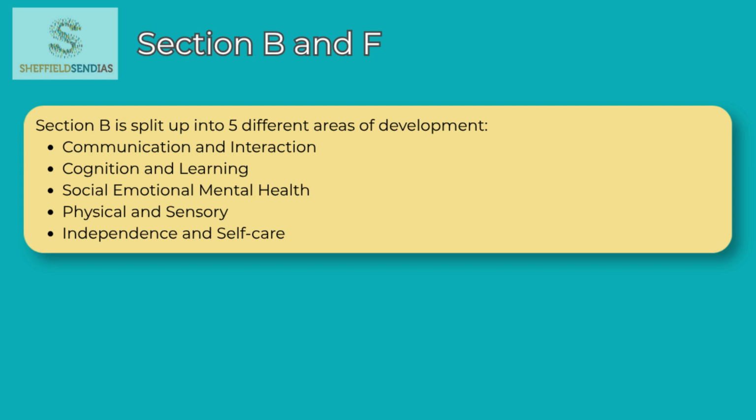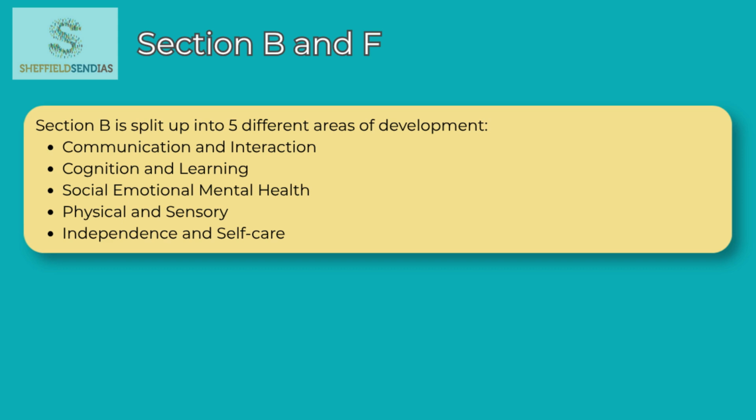Section B is split up into 5 different areas of development. Your child's strengths and difficulties in each area of development should be specified. The 5 areas of development are communication and interaction. This includes speech and language difficulties, such as difficulties forming speech or understanding speech. It also includes social communication difficulties, such as autism.